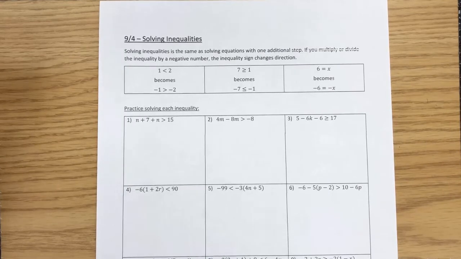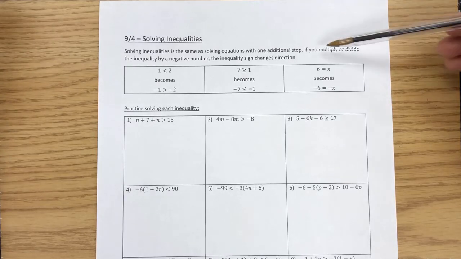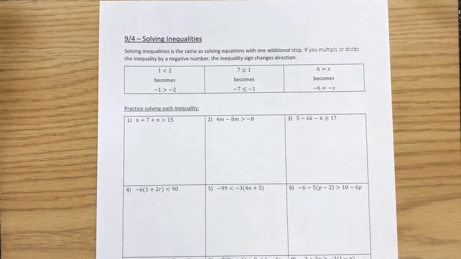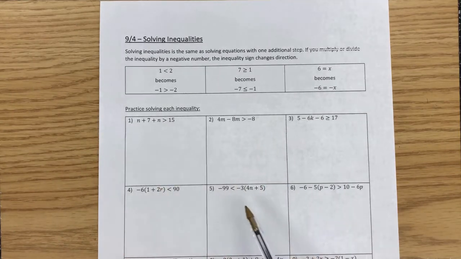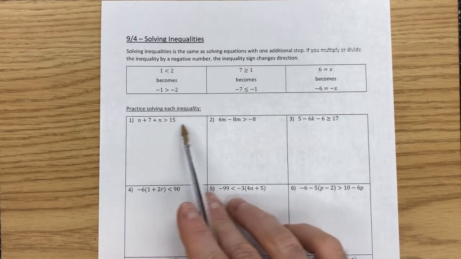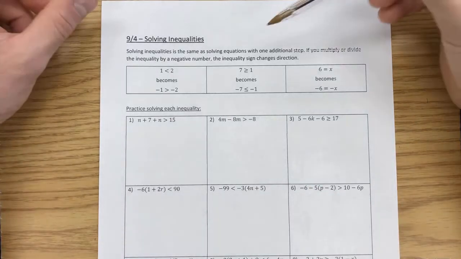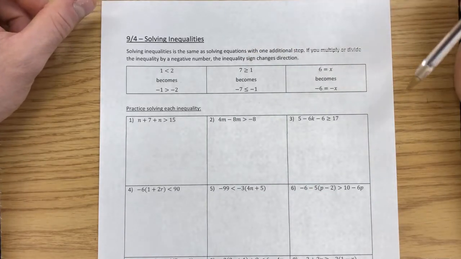So let's take a look. Today we're going to be solving inequalities. Now, these are going to have the same steps as we did the other day. It's going to have one additional step when we multiply or divide by a negative number. When we multiply the entire thing, not just a piece of it, not when we distribute, but when we multiply the entire inequality, the inequality sign is going to change directions.